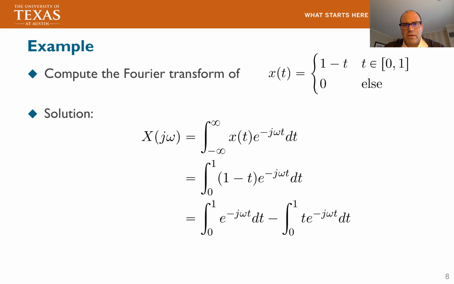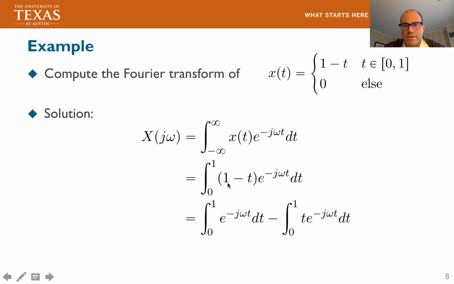Now let's compute another example. This one is a little bit more tedious, but I wanted to show it to you just to avoid doing too many simple ones. So let's compute the Fourier transform of this triangle function. It's 0 everywhere except in the range of 0 to 1, where it's 1 minus t. So let's substitute in for x of t, 1 minus t, and we integrate only on the region from 0 to 1.